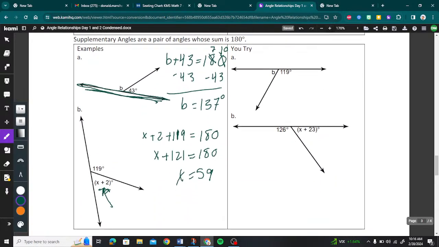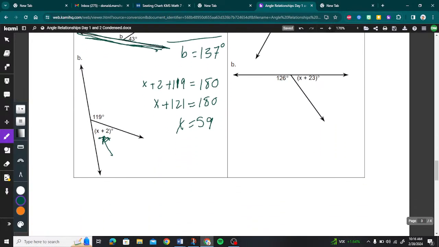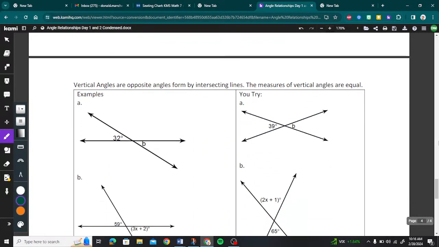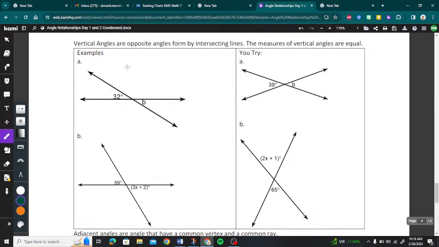So we had complementary, they add to 90, supplementary, they add to 180. Then we have vertical angles. Vertical angles are angles that are opposite each other, formed by intersecting lines. So if we look here, this 32-degree angle, it's opposite this angle labeled B. Those are the same thing, because the measures of vertical angles are equal, so B equals 32.